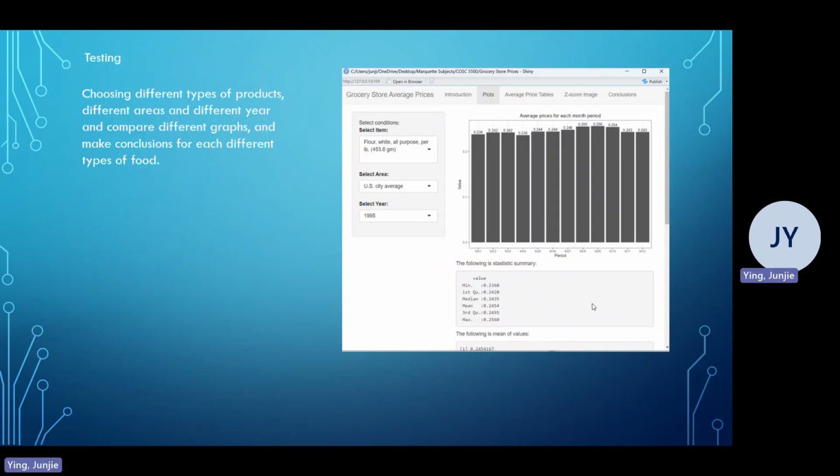Then we go to the testing process, and we are going to choose different price products, different areas, and different years, and compare different graphs and make conclusions for each different type of food.